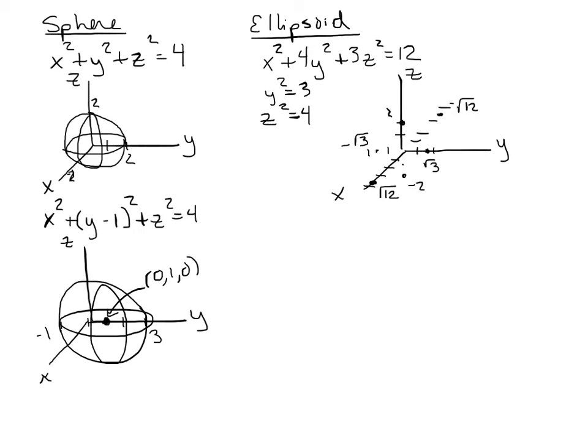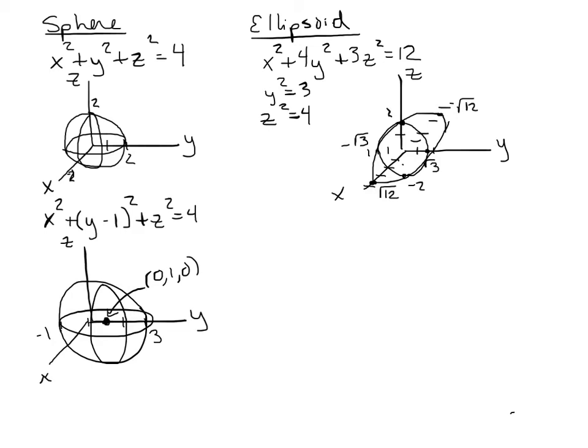There's negative 2. Now I have to cross these dots, and when I do this, I concentrate on each plane. So y and z, I've got root 3 and 2, negative root 3, negative root 2. Then let's concentrate on x and z. So that would be z is 2, x is root 12, negative 2, negative root 12, and 2.